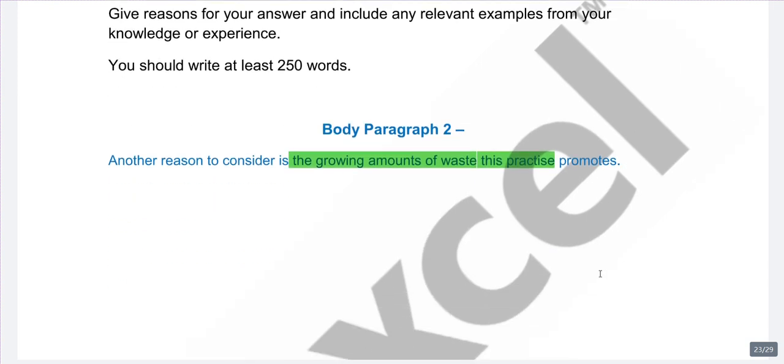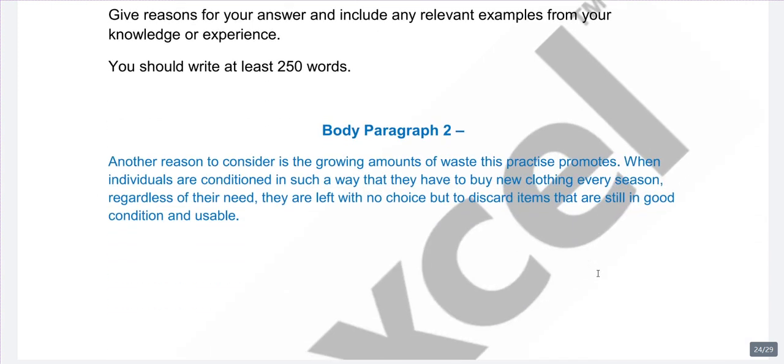Now we're going to explain what we mean by this. When individuals are conditioned in such a way that they have to buy new clothing every season, regardless of their need, they are left with no choice but to discard items that are still in good condition and usable. So, obviously, when we are conditioning individuals, conditioning meaning to say grooming them in such a way that they think that it is good to buy new clothes every season, or they have to buy new clothes every season to fit in, or otherwise what the society will think of them, something like that.